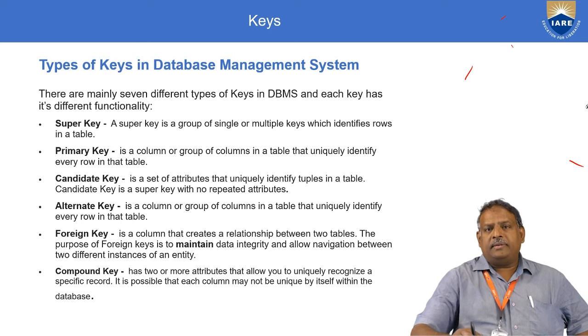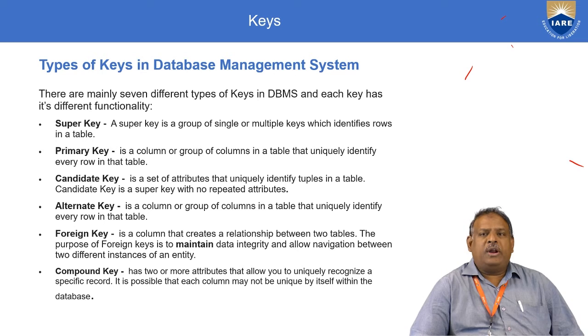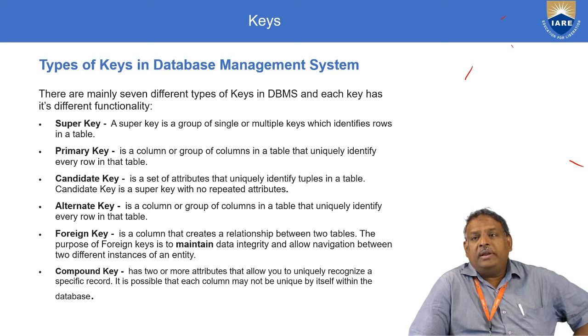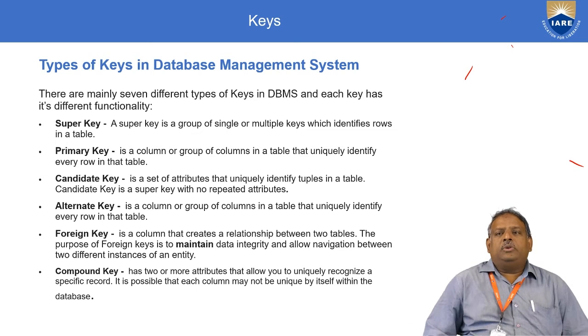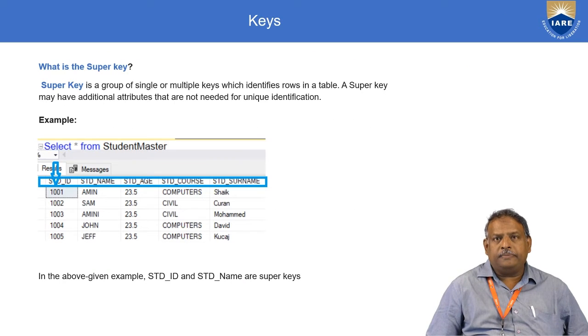The last is the compound key. The compound key has 2 or more attributes that allow you to uniquely recognize a specific record. It is possible that each column may not be unique by itself within the database. Okay, we will see examples.